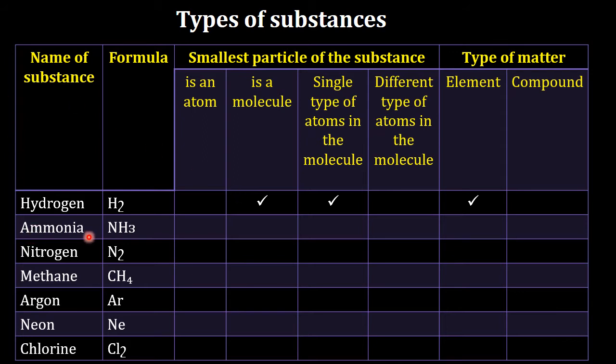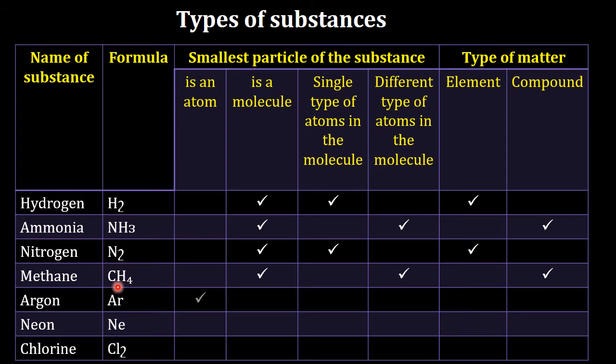Second is ammonia. The molecular formula is NH3. So obviously it is a molecule, and here different types of atoms are present in this molecule and therefore it is a compound. Third is nitrogen, which is again a molecule, and here you can see a single type of atom is present in the molecule and therefore it is an element. Methane, CH4, is again a molecule, and as you can see here, different types of atoms are present in that molecule and therefore it is also a compound.